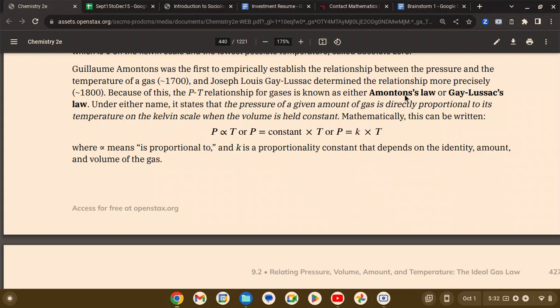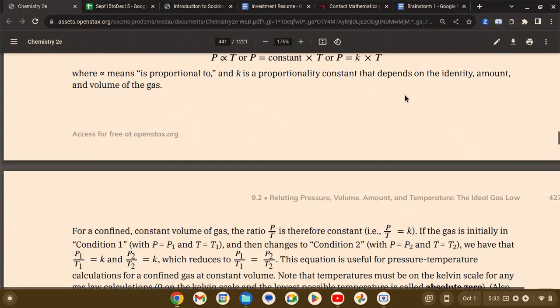Mathematically, this can be written as P proportional to T, or P equals constant times T, or P equals KT, where the proportional symbol means "is proportional to," and K is a proportionality constant that depends on the identity, amount, and volume of the gas.